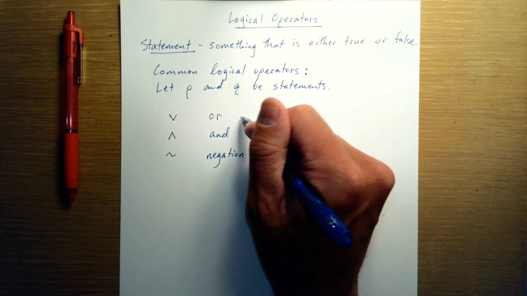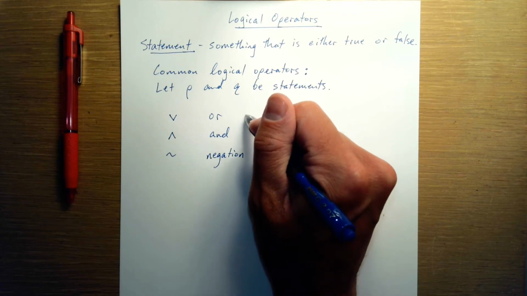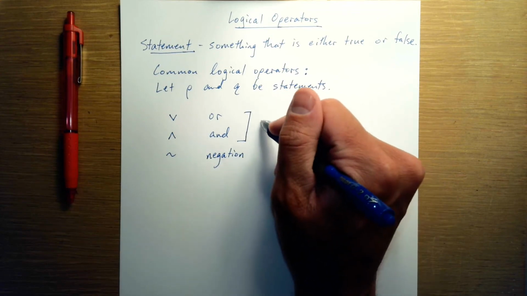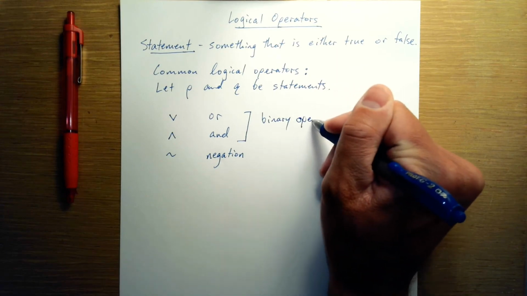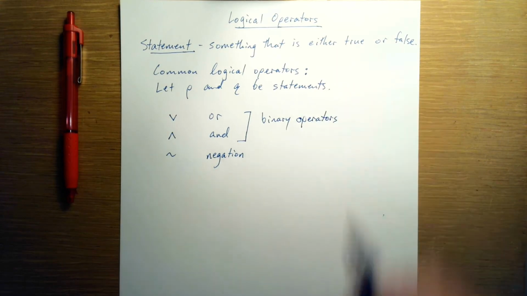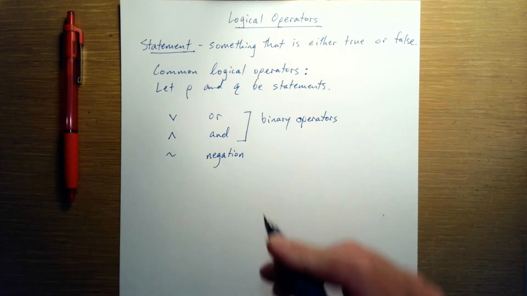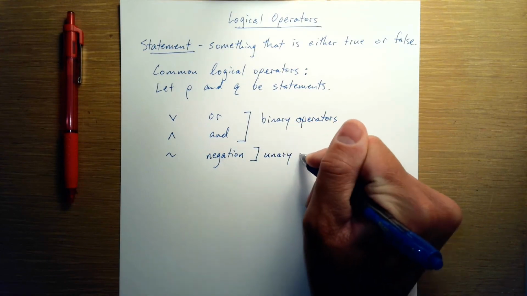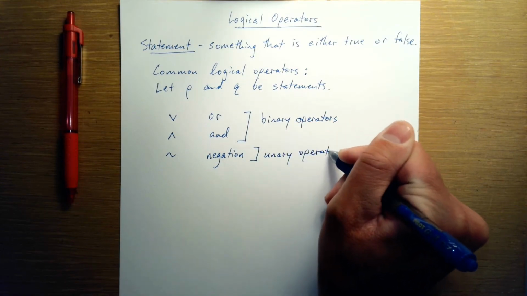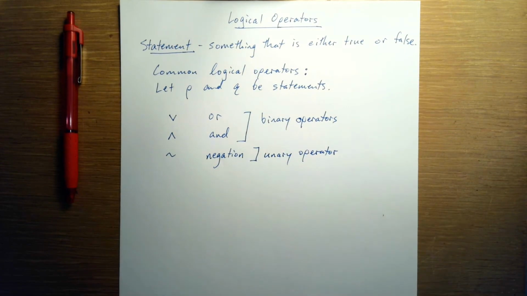First of all, let's just separate these two. OR and AND are called binary operators, and that means that they take two things and they combine them together. That's where you get the binary from. And then negation is called unary. It's called unary because it takes one thing, one statement, and it performs its logical operation on it.